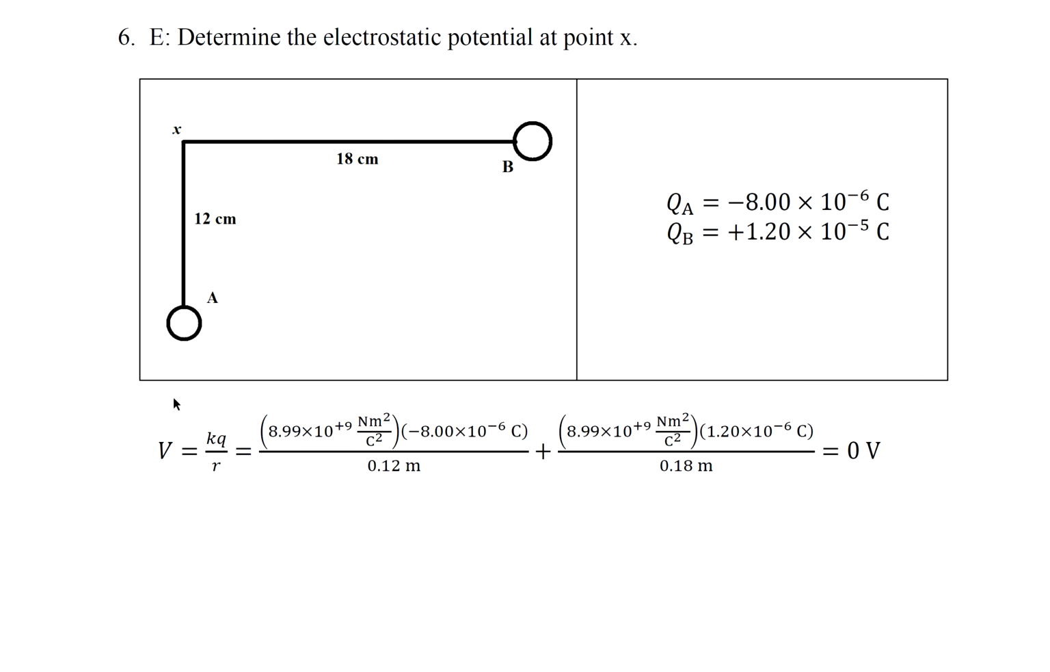Question 6. Determine the electrostatic potential at point X. So it's pretty straightforward what I did here. I just used kq over R twice.